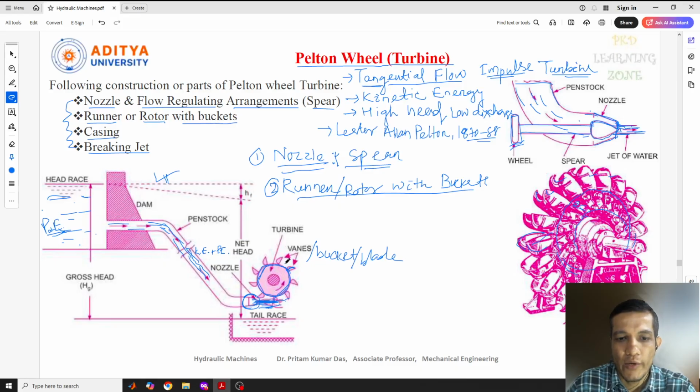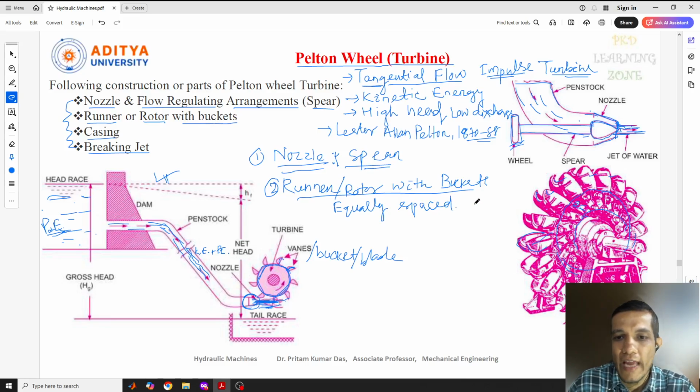Bucket, in the sense, as I told you, the vanes. So this is a circular disc, and on the outer periphery of the circular disc, a number of buckets are fitted. And each bucket is equally spaced. You need to keep in mind that all these buckets are fitted equally spaced and fixed.